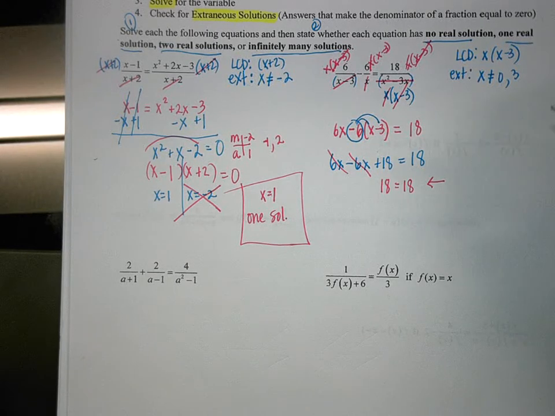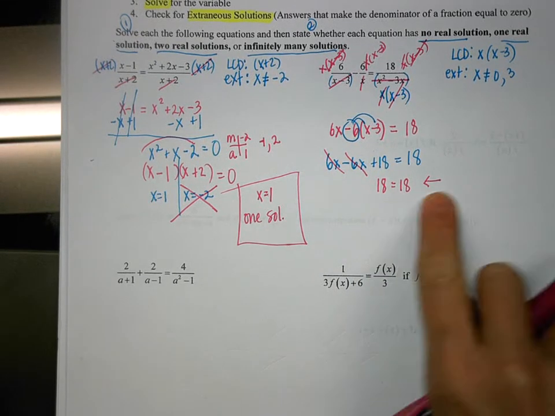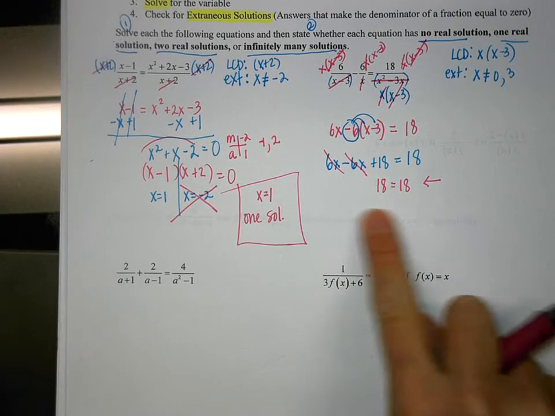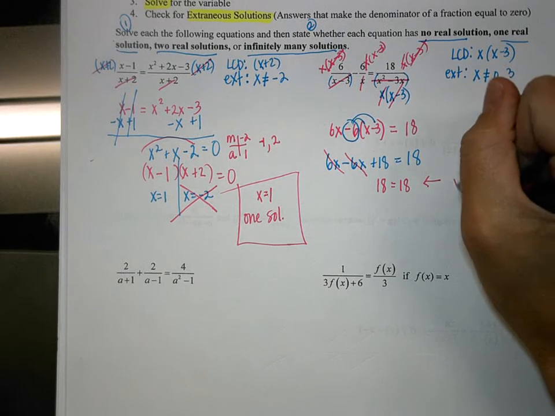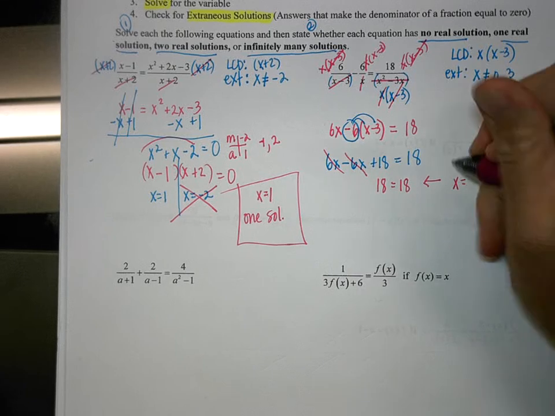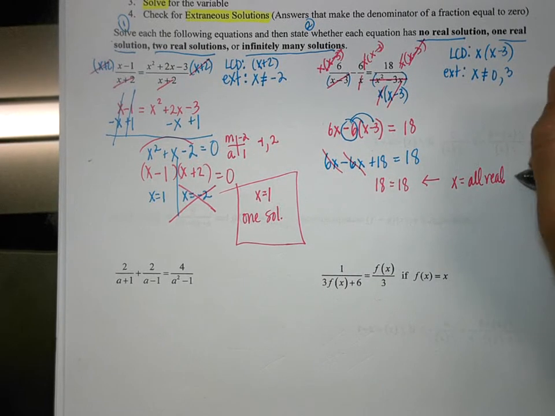Actually, it means infinite or all solutions. If you had something like 0 equals 18, that does not make a true statement, and so that would be a no solution. So the difference is when you have something that actually does equal each other, that is where we normally say all real solutions. You could also put infinitely many solutions. I'm going to go ahead and just write all real solutions because that's what we've been doing this year.